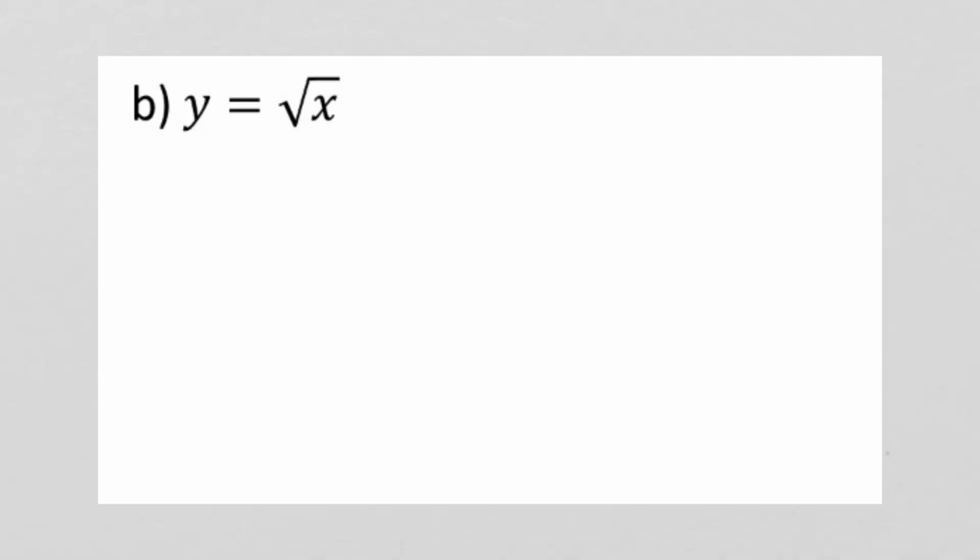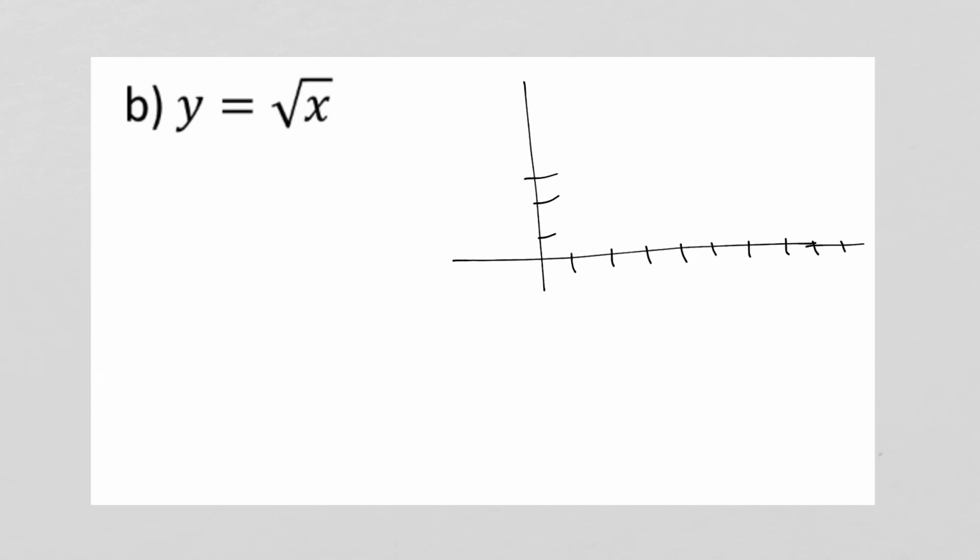Alright, B, we want to use the function y equals the square root of x. And let's make some tick marks here. How about 1, 2, 3, 4, 5, 6, 7, 8, 9, and 1, 2, 3. Well, let's plug some x values in. Let's plug in the x value of 0. The square root of 0 is, well, 0.